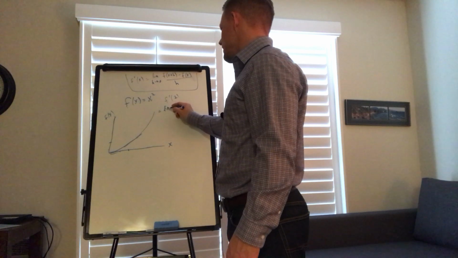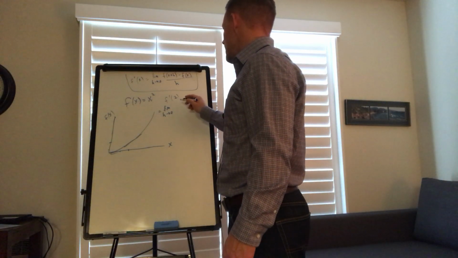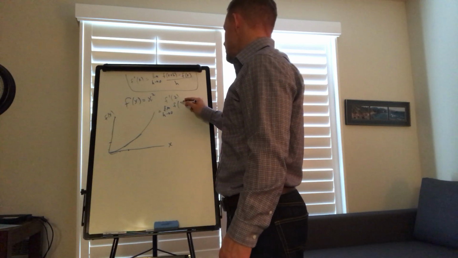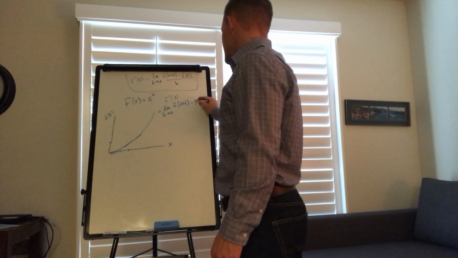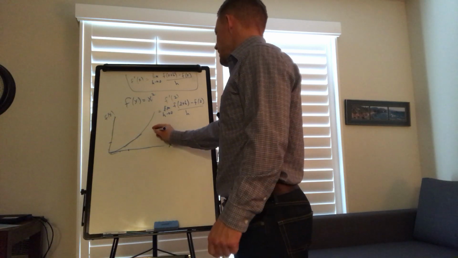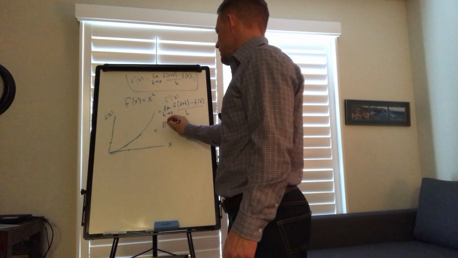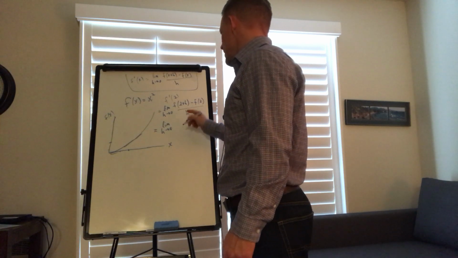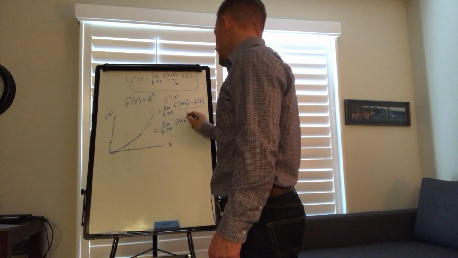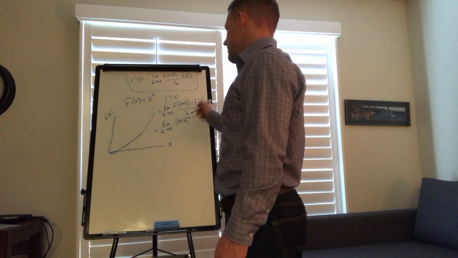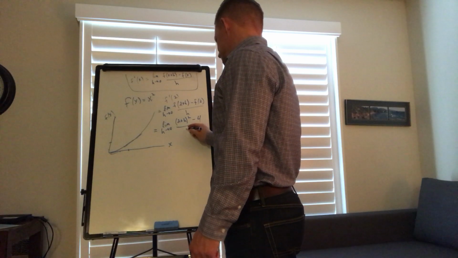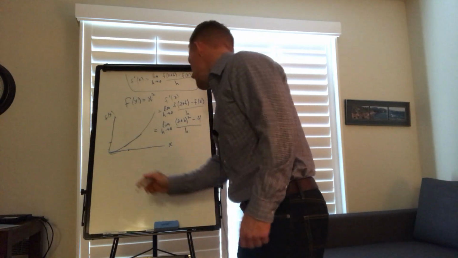So it's equal to the limit as h goes to 0 of f of 2 plus h minus f of 2, divided by h. That's equal to the limit as h goes to 0 of, what happens when we plug in 2 plus h? We get (2 plus h) squared minus, we plug in 2, we get 2 squared, which is 4, divided by h.